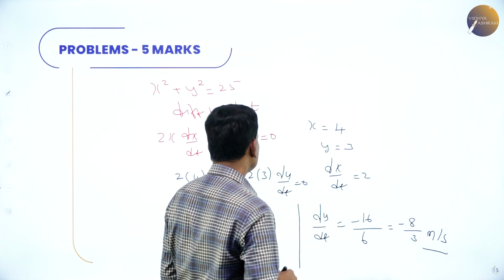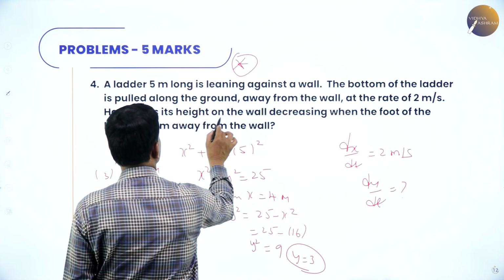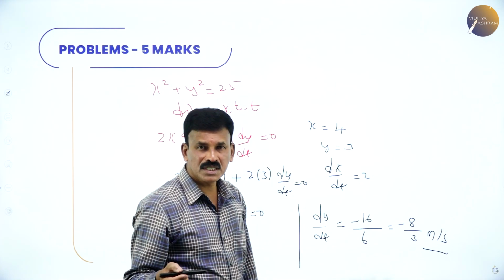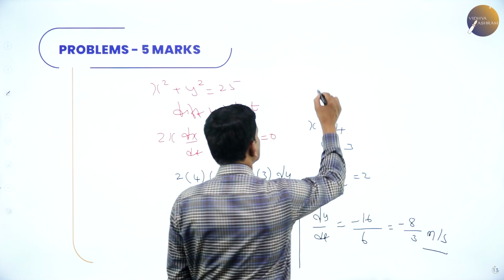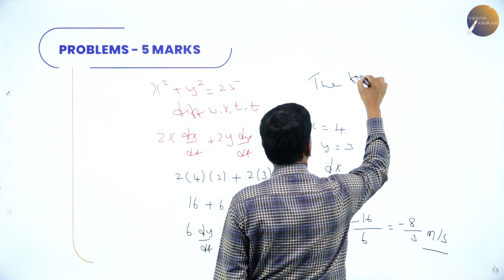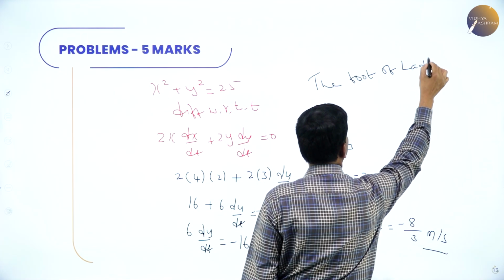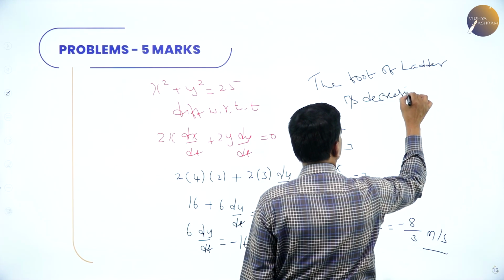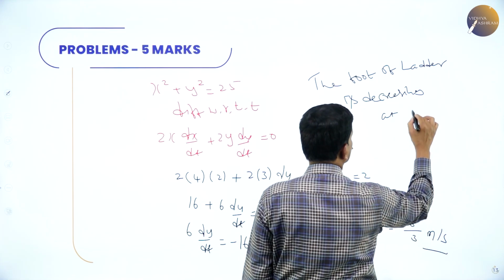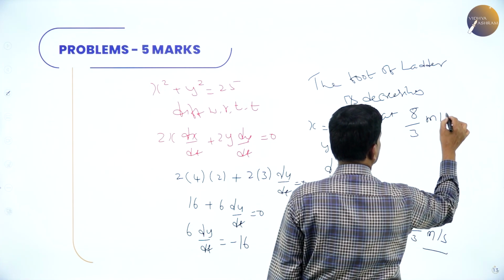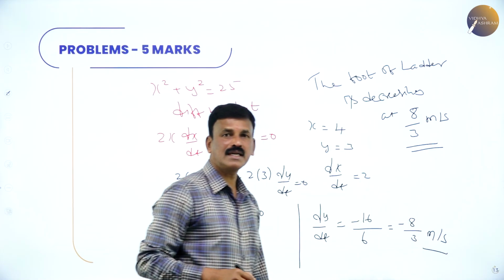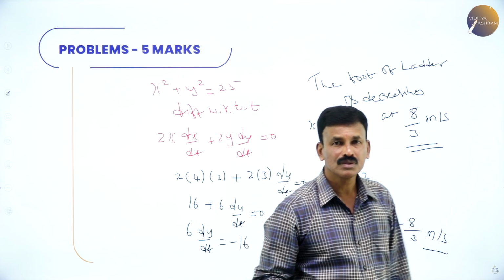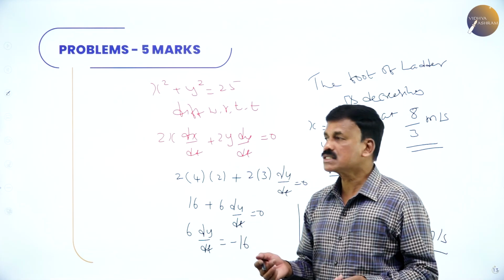What is the meaning? That means how fast the height of the wall is decreasing. That is the y-axis. What is the conclusion? Therefore, the foot of the ladder is decreasing at the rate of 8/3 meters per second. That's all. The foot of the ladder is decreasing at 8/3 meters per second. Hope you followed. Right. Now let us come to the next concept.